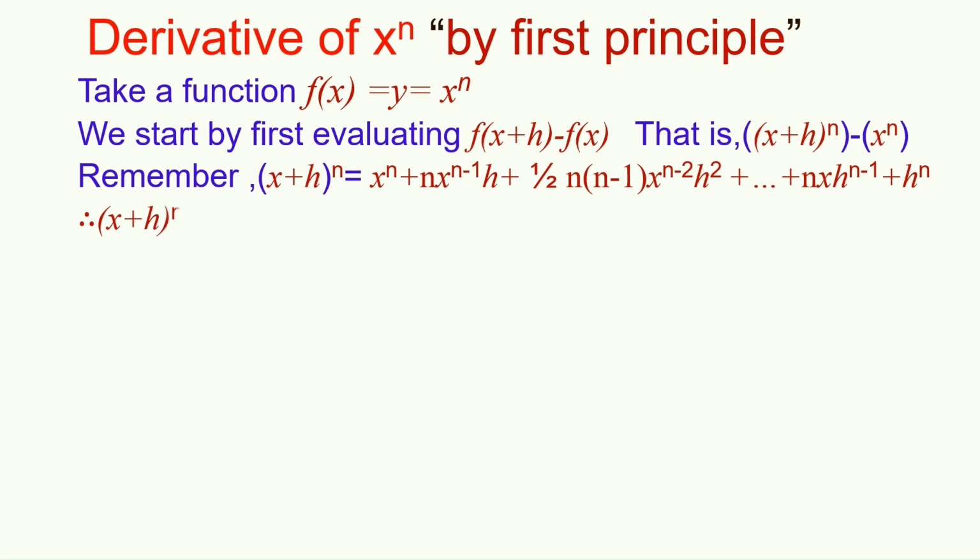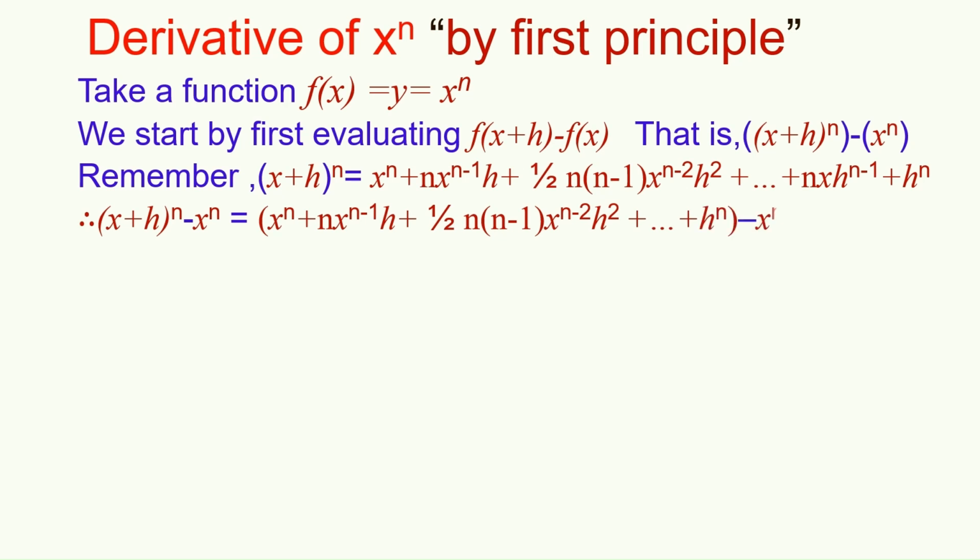Therefore (x plus h) to the power of n minus x to the power of n equals x to the power of n plus n x to the power of n minus 1 h plus 1/2 n(n minus 1) x to the power of n minus 2 h squared plus n x h to the power of n minus 1 plus h to the power of n, minus x to the power of n.